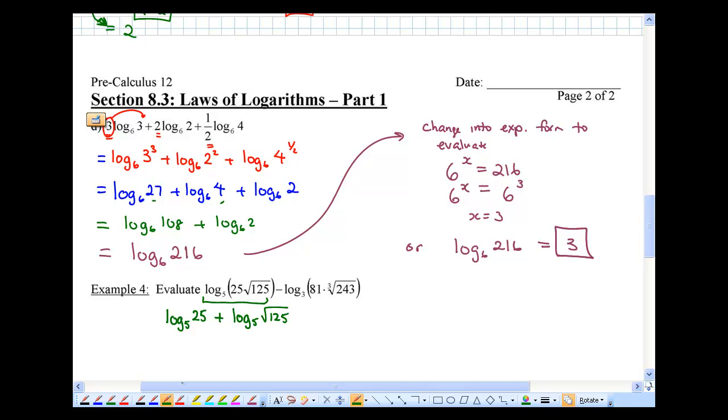Okay. I've got this minus sign, so I'm going to say minus, and then I still see multiplication here, so I'm going to put a bracket around this. How about log base 3 81? And because this is multiplication here, I'm going to put a plus. Log base 3, the cube root of 243.